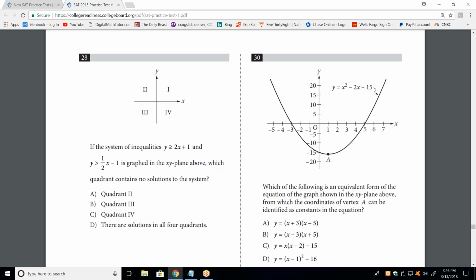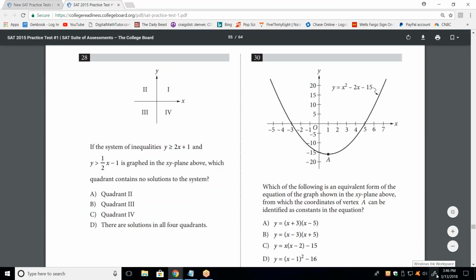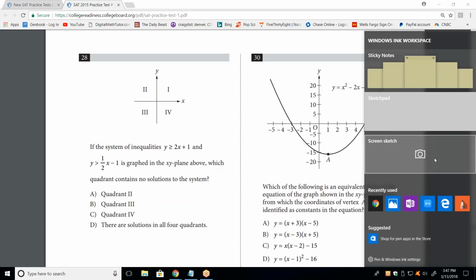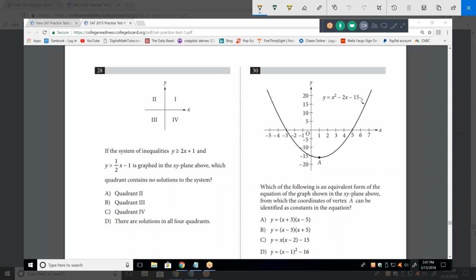Unfortunately, what you get when you factor that are merely the zeros. And you don't know for sure. Read the rest of the question. Read the bottom half of the question. The coordinate vertex A can be identified with constant equation. In other words, can you figure out the vertex from this format?